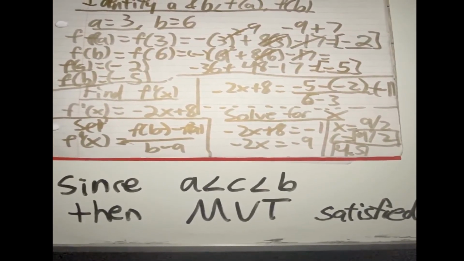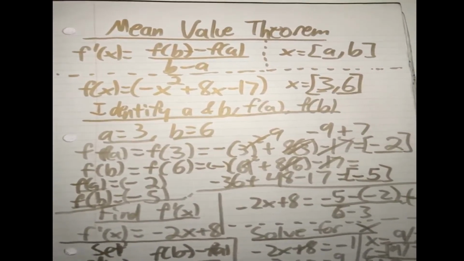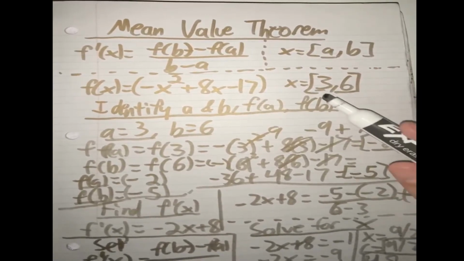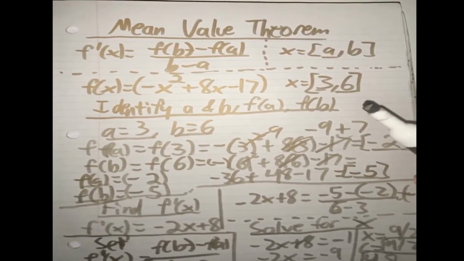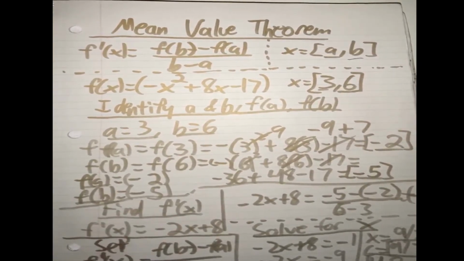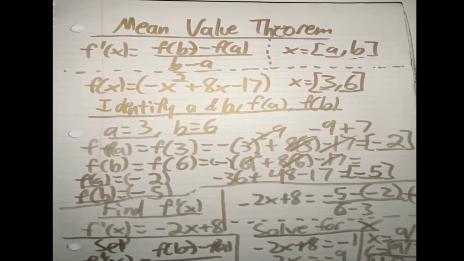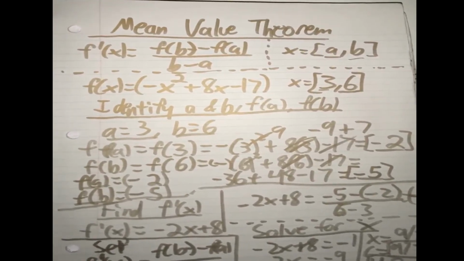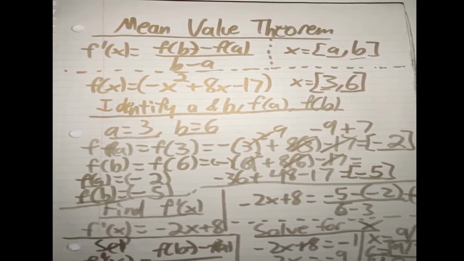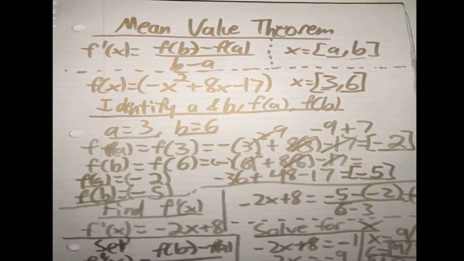So we're going to take this back in retrospect. The first thing we do is we identify a and b. So a is 3, b is 6. We know that because we just look at their interval. So that's our a and b. The next step would be to identify f of a and f of b. We do that by plugging in a and b respectively into f of x, not f prime of x, f of x. We got our f of b to be negative 5 and f of a to be negative 2.